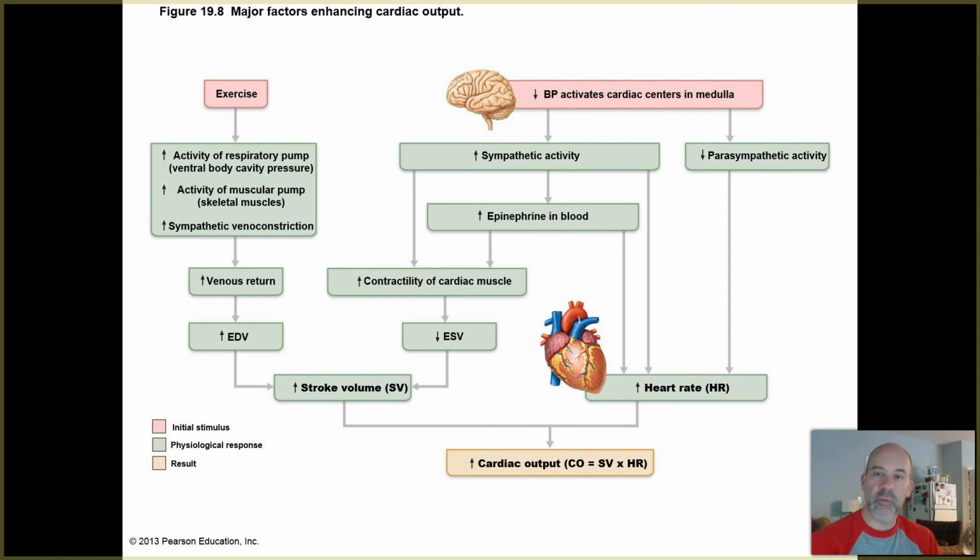Okay, I'm not going to go through figure 19.8 here, but your textbook does have this diagram, which is reviewing the major factors that enhance your cardiac output, and that is a review from what we were talking about in Chapter 18. So if I were you, I would go back through this diagram and make sure you understand it, because anything that increases your cardiac output will increase your blood pressure. So any of these things that you see over here will wind up increasing it.